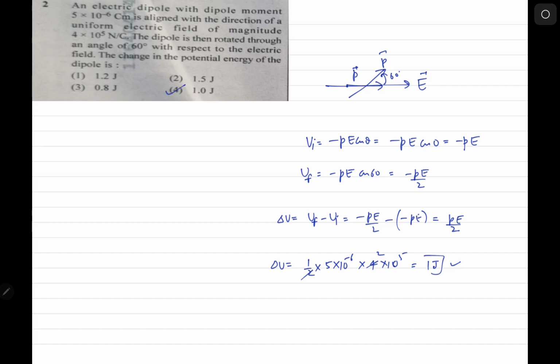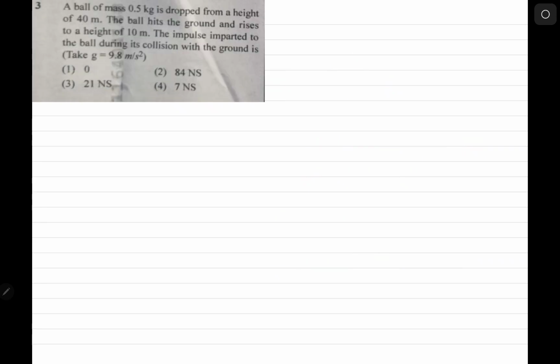So let's move to the next question. The third question: a ball of mass 0.5 kg is dropped from a height of 40 meter. The ball hits the ground and rises to a height of 10 meter. The impulse imparted to the ball during its collision with the ground is. Okay, so let's start. The ball is released from a height of 40 meter.